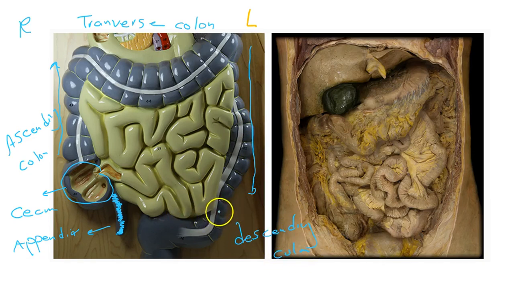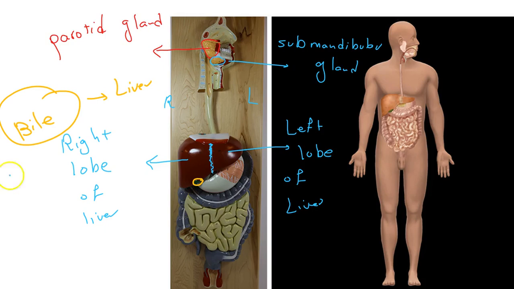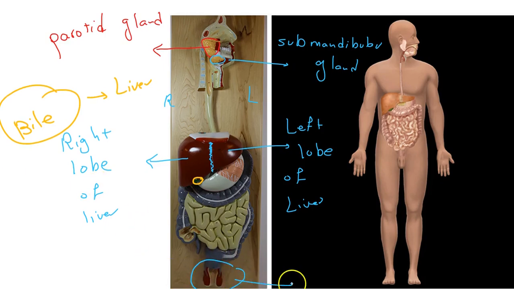Then it goes to the pelvic region and its S shape is called sigmoid colon. So we have sigmoid colon. And then at the end, we have the anal canal. So let me go back to this picture. And now you can find the anal canal here. So that is the anal canal.